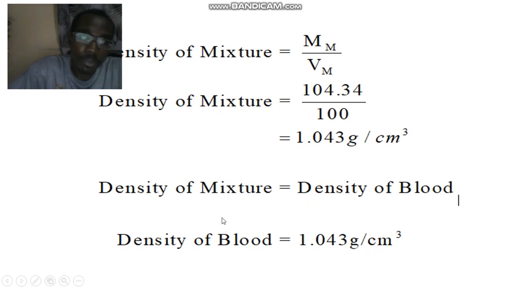As simple as possible. Just as we said, the density of the mixture will be equal to the density of blood, because there was a clue in the question that at that point where we had that proportion by volume of bromobenzene and xylene, the blood neither rose nor sank. In that case, the density of the mixture is equal to the density of blood. So to obtain the density of blood, it is the same as 1.043 gram per cubic centimeter.